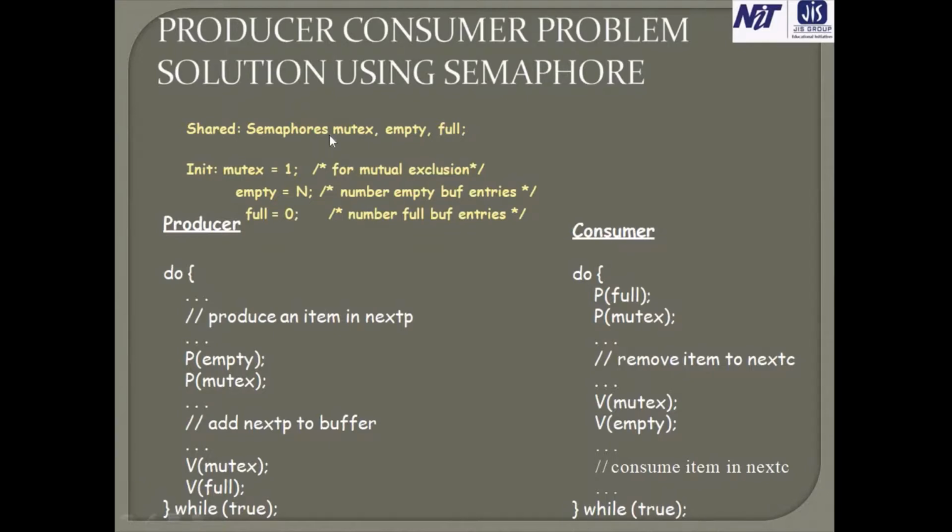So here we use the semaphore for mutual exclusion, and for empty and full. Okay, initially for mutual exclusion the mutex is 1. Empty equals n, it will check the number of empty buffer entries, and full equals 0, that is the number of full buffer entries.